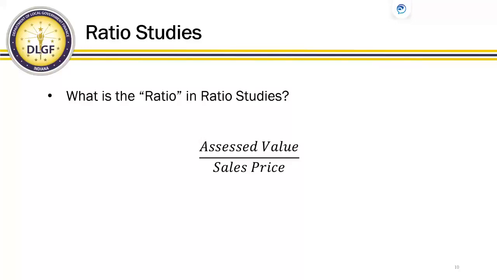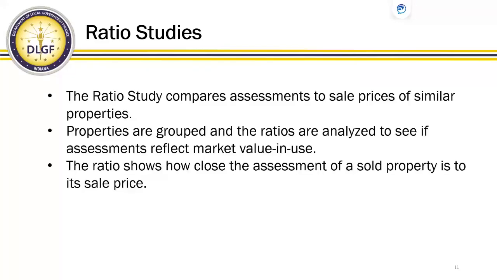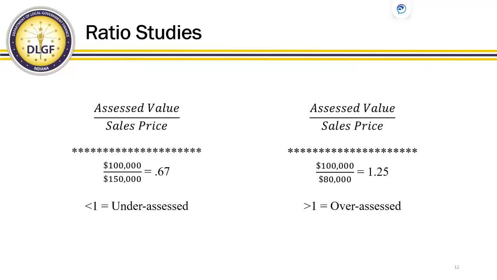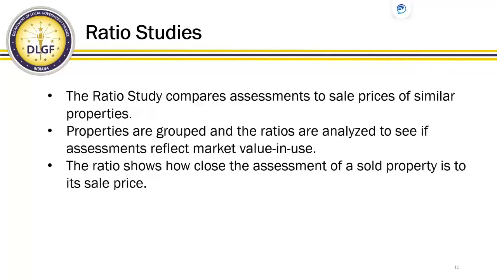Yeah, to start, we have to know what the ratio in ratio study means. And the good news is that it's a pretty simple ratio. It's just the assessed value over the sales price, as you see here. And on the next slide, we'll talk about it a little bit more. So what we do is group similar properties together and compare the assessments to the sale prices of other similar properties, and then compare those to the market value in use.